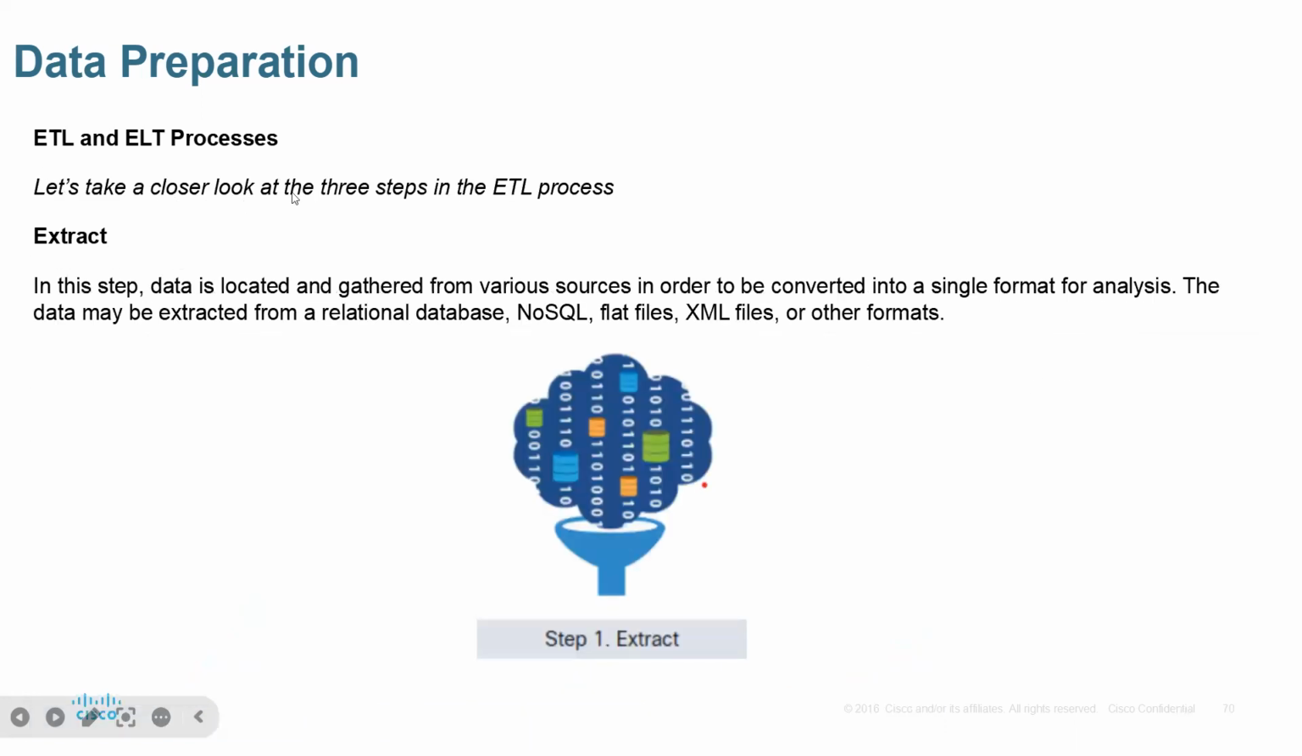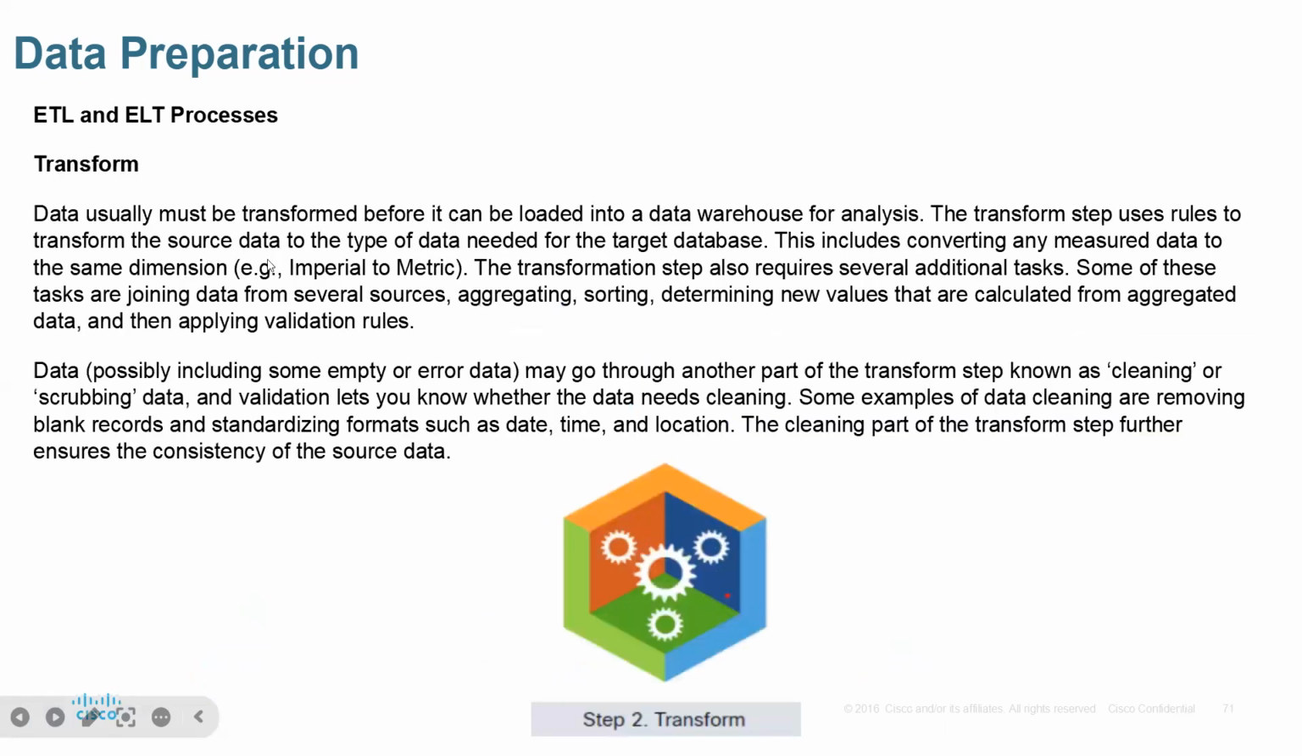So let's take a closer look at the three processes in the ETL process. Extract: in this step, data is collected and gathered from various sources. It can be in different formats like relational databases, NoSQL, flat files, XML files (extensible markup language), and other formats. Transform: this is where we start doing some conversion.